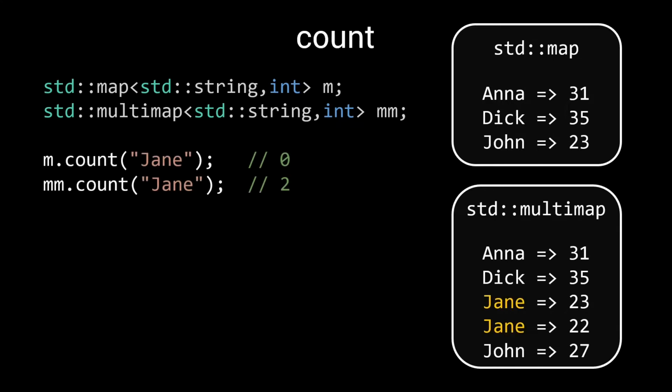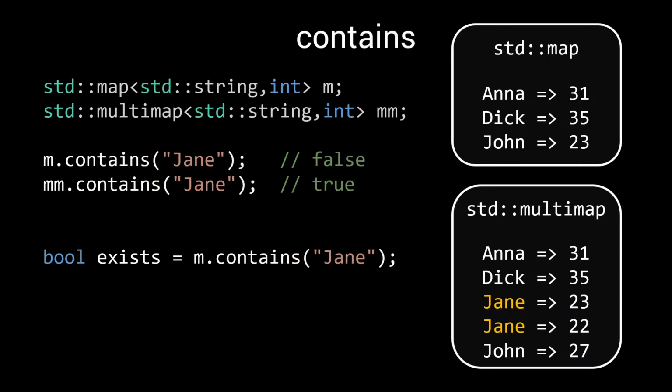We'll start simple, with the count function. It simply returns the number of items with an equivalent key. As such, you can use count to quickly check if a key is in your container by comparing the result to 0. If you have C++20, there's a more direct way to check if your key exists. The contains function. Contains returns a boolean indicating whether or not there's a key equivalent to your search key.